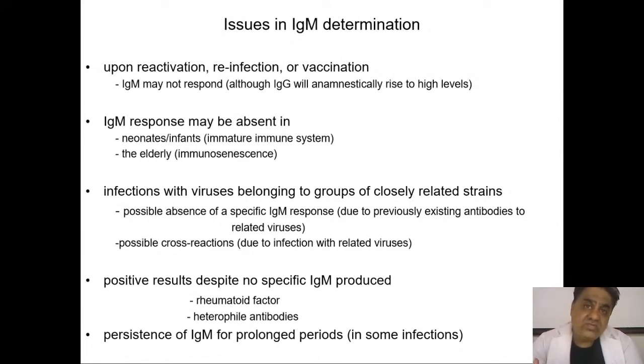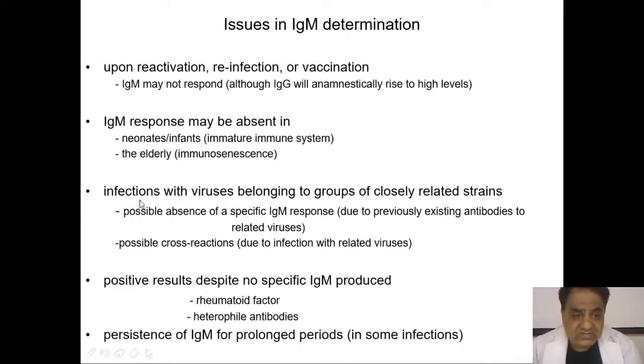So if I want to diagnose congenital CMV infection, I want to look for IgM in the baby. Remember that a good fraction of babies, up to 10% of all babies, normal healthy neonates, not immunodeficient babies, may not develop an IgM response to an organism. Also, in the elderly, in immunosenescent states, the IgM response may be blunted.